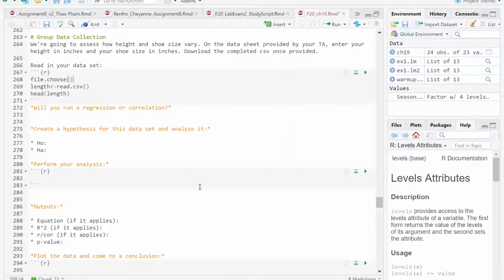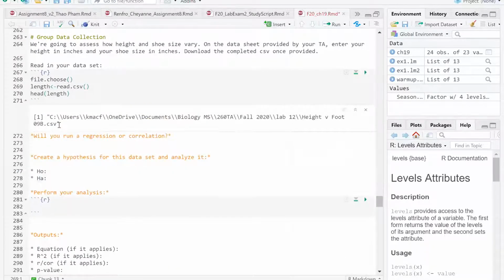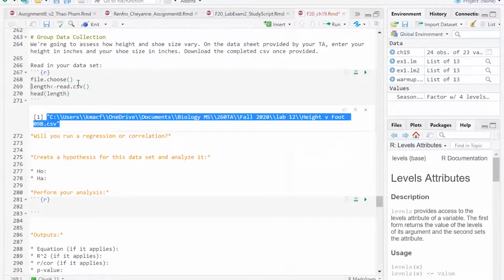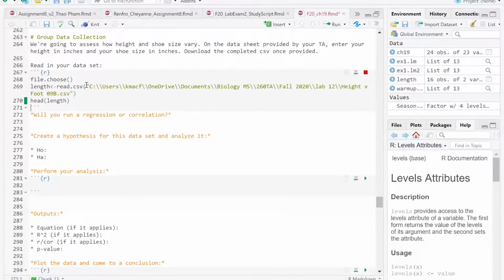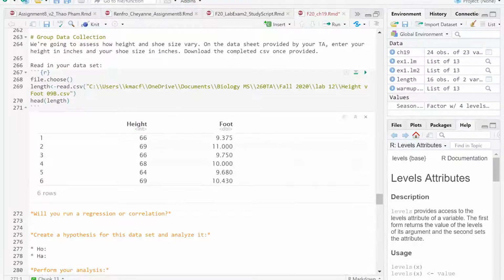Okay. So File, Choose or Upload if you're still using RStudio Cloud. It's just the height versus foot 09B. Okay. So copy that and paste that in and check out the data.